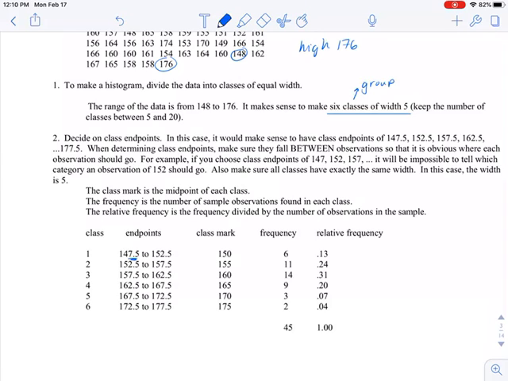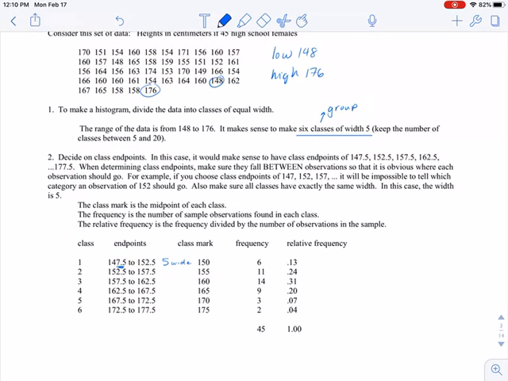For example, if I made the endpoint 147 and not 147.5, I wouldn't know which group to put that observation in. So once I figure out my endpoints, and I want you to notice they're all 5 units wide, so 147.5 to 152.5. Then what I do is I go through and I would count how many of each there are. So I would count up how many times do I find a value between 147.5 and 152.5.